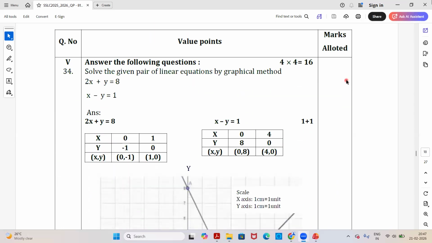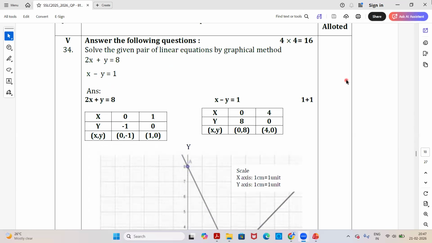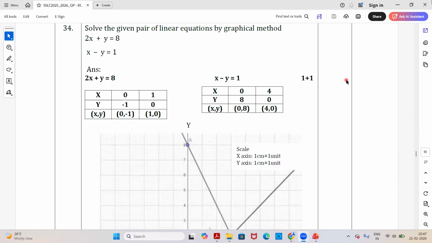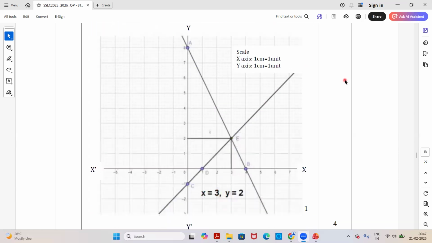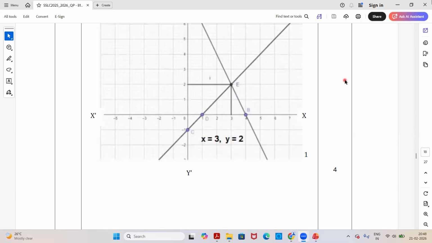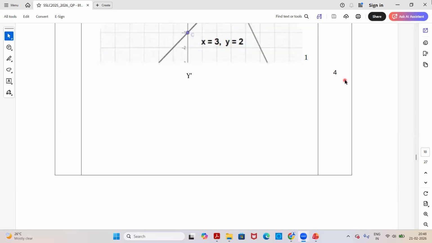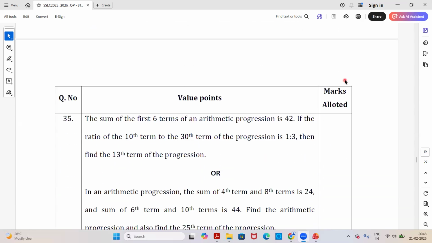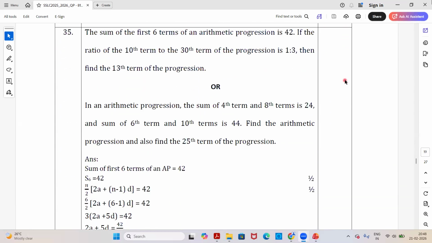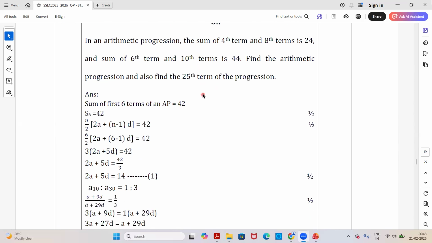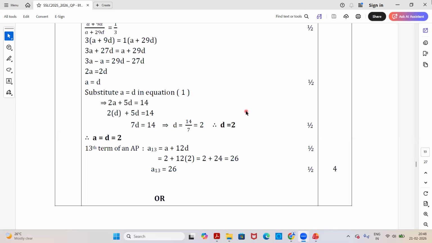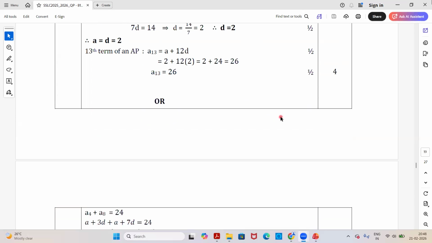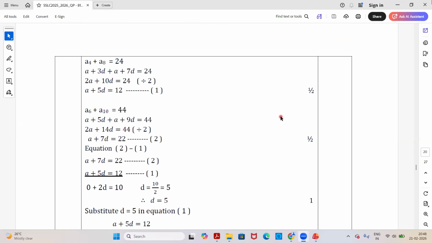Then we come to fifth main, 4-mark question, question 34. It's a graph question, linear equation, graphical representation has to be done. So first solve it and then you can mark it on the graph paper which is given to you. Question 35, again optional question. 2 questions are here and the answer is followed here. And the second answer is here.